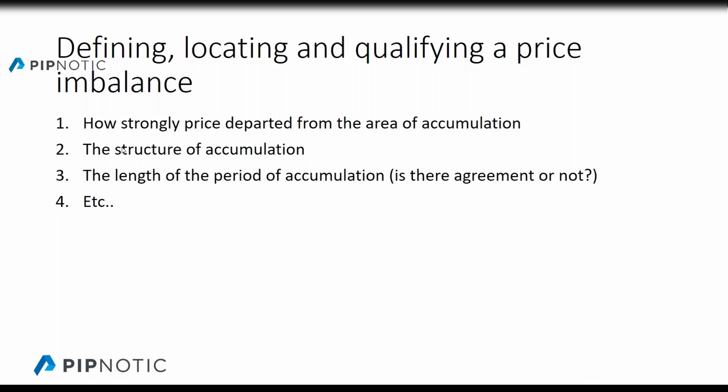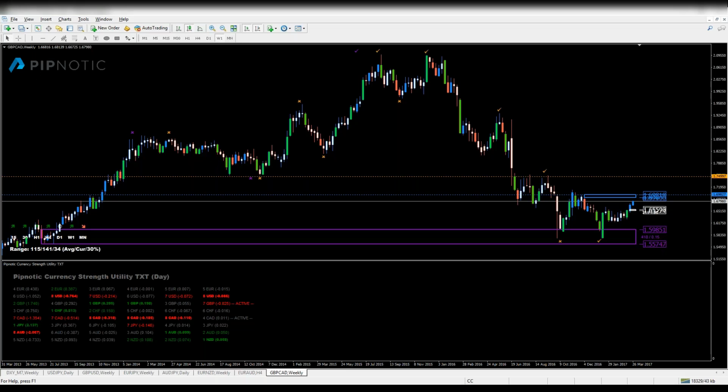You also want to look at the structure of these price imbalances, because this tells us a lot about whether we have micro supply and demand, and parents and children, within a macro area of accumulation. And this is quite important. Also an important point is that you want to look at the length of the period of accumulation. So do we have price accumulating for an extended period of time? Did price accumulate here for a long period of time? Not really. It accumulated for 3 periods, and then price started to break down.